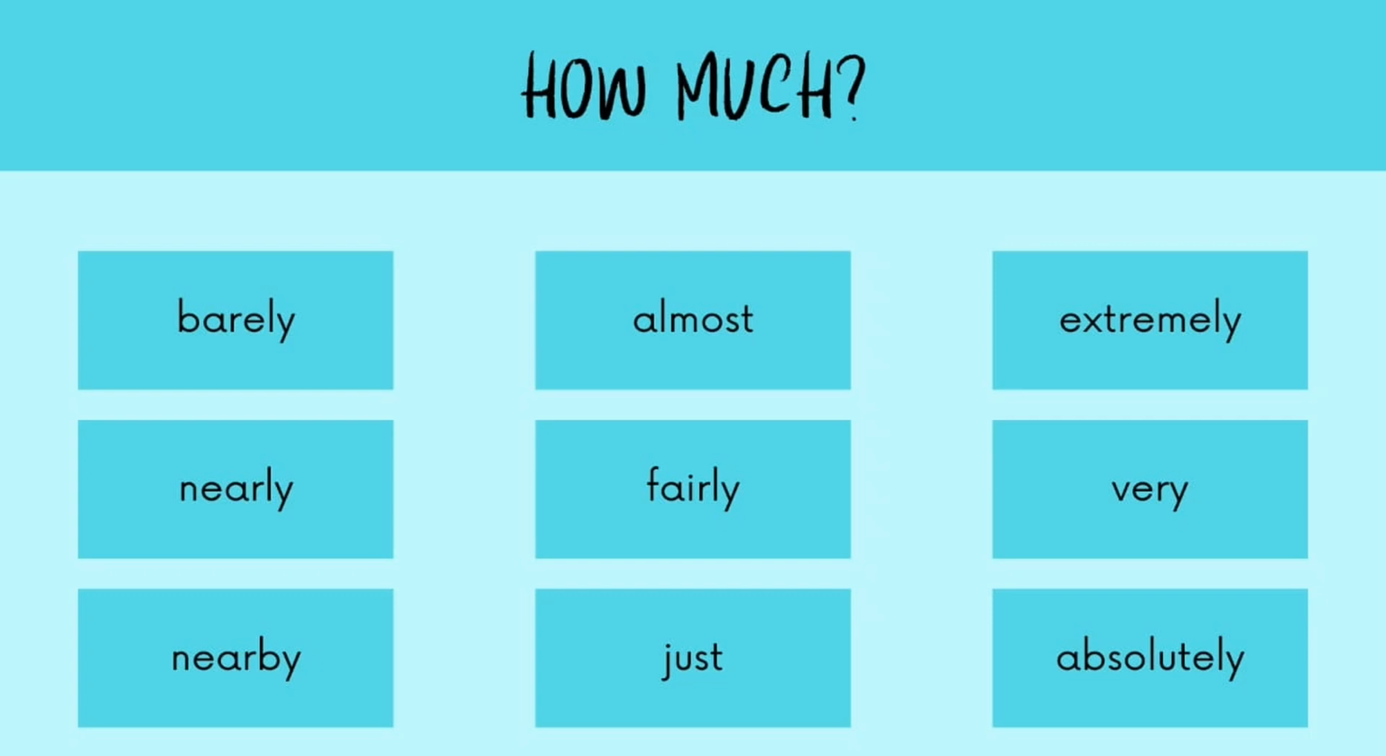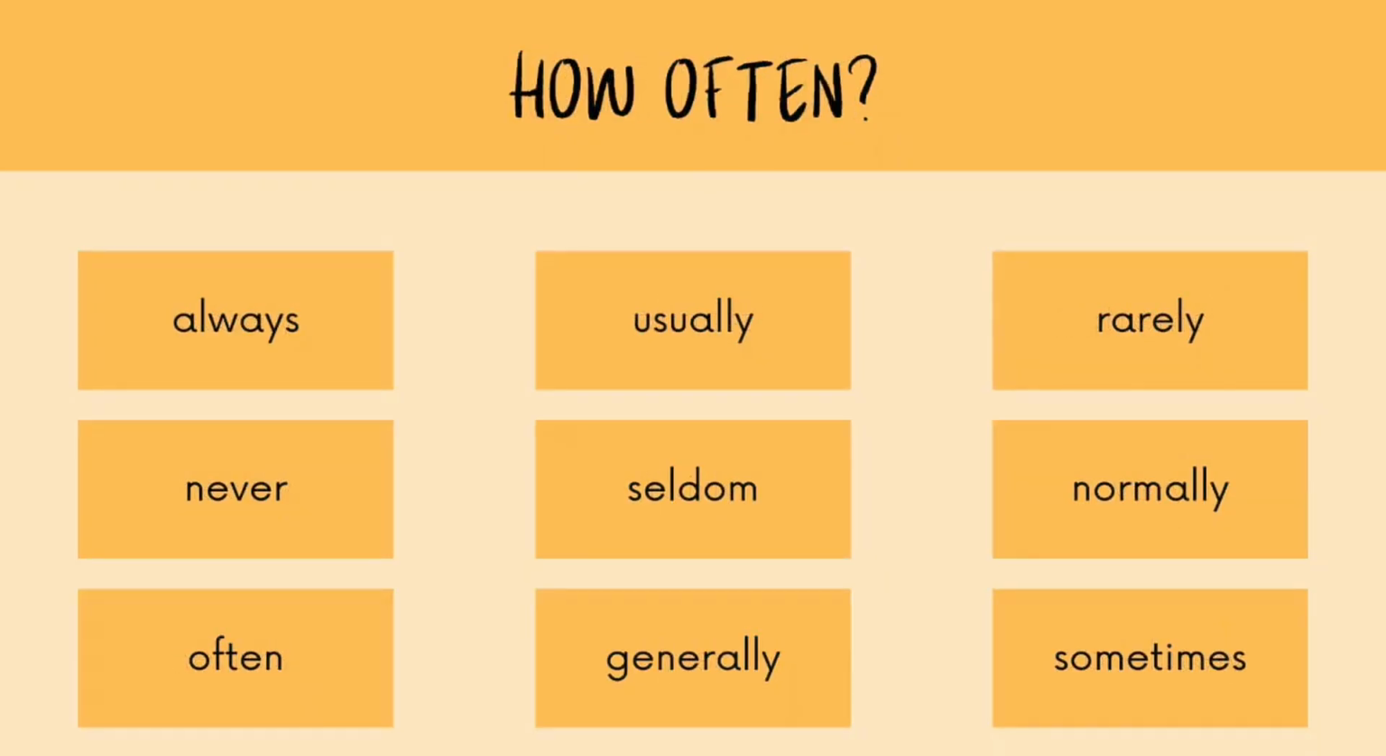Okay, another type of adverb is adverbs of frequency. Adverbs of frequency tell us how often an action is performed. They measure the frequency of an action by telling us how often such action is performed. They include words like always, never, often, usually, seldom, generally, rarely, normally, sometimes. So these are examples of adverbs of frequency.